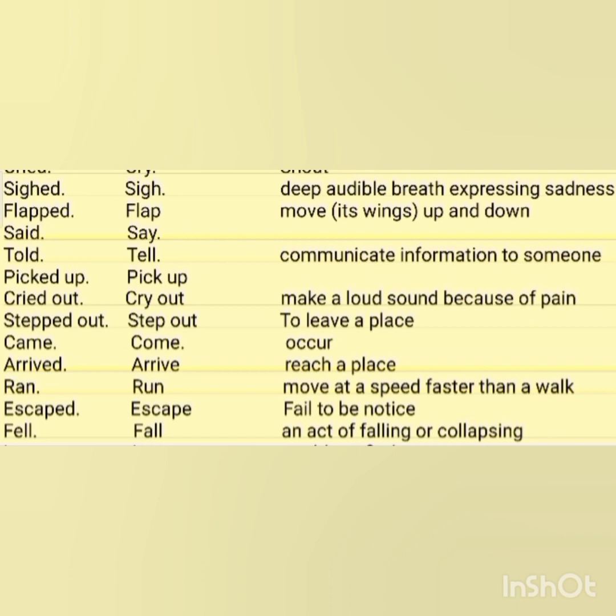And next one is cried out, and the first form of verb is cry out. So it means to make a loud sound because of pain. Next is stepped out, and its first form of verb is step out. Its meaning is to leave a place. Next is came. Came is the second form of the verb come, and its meaning is to occur. And then arrived. Its first form of verb is arrive, and it means to reach a place.